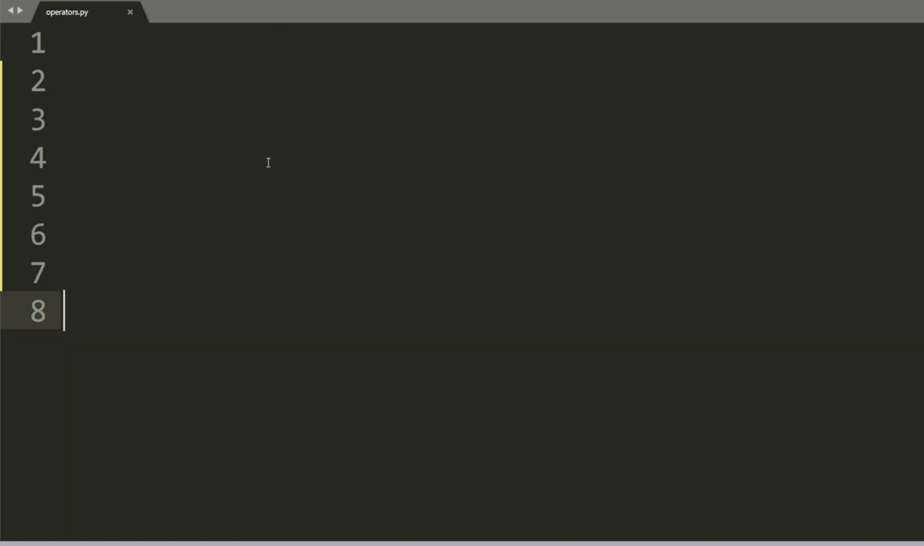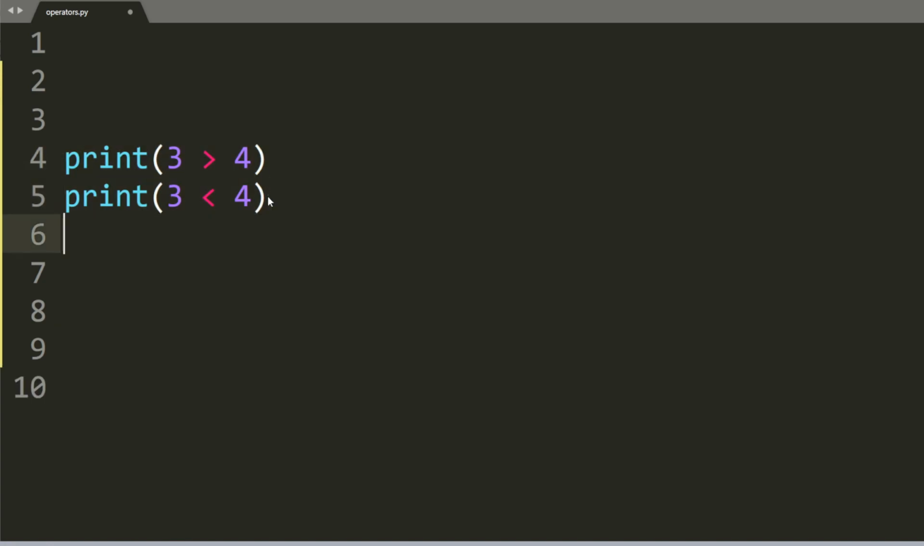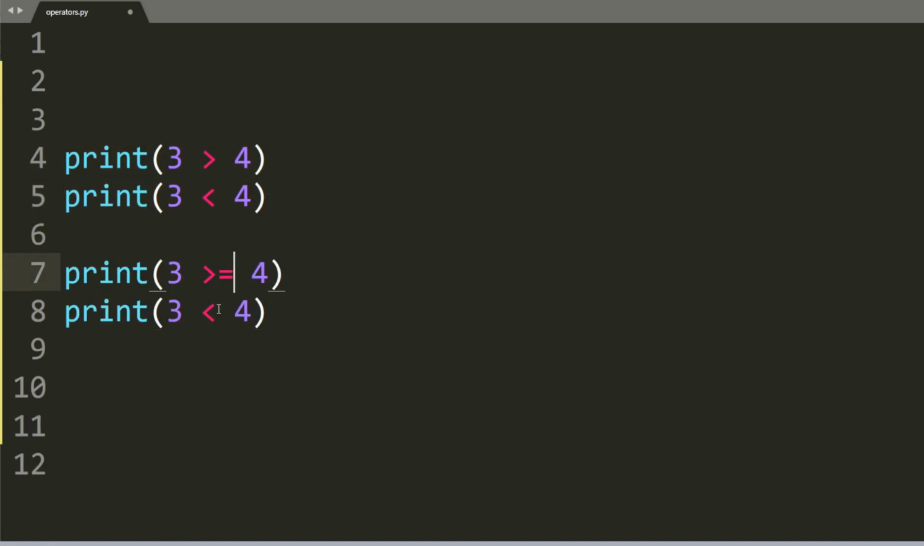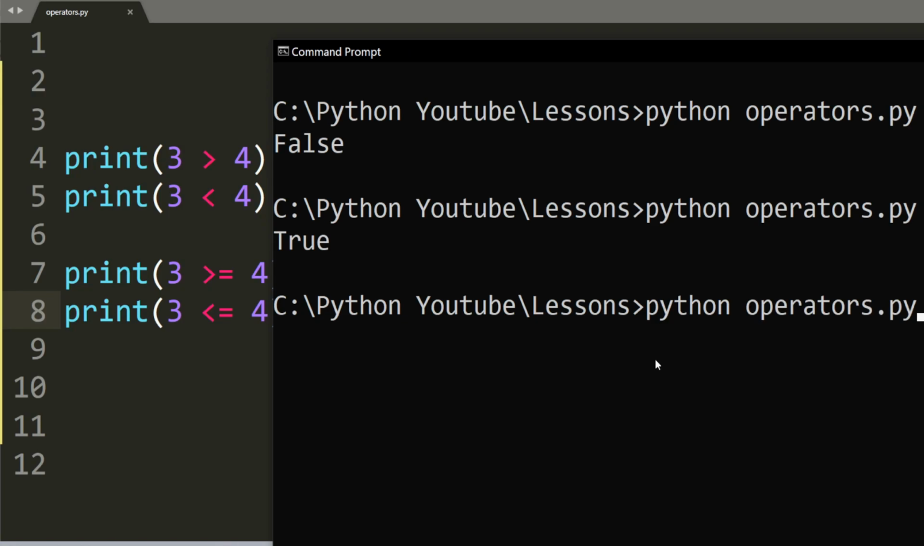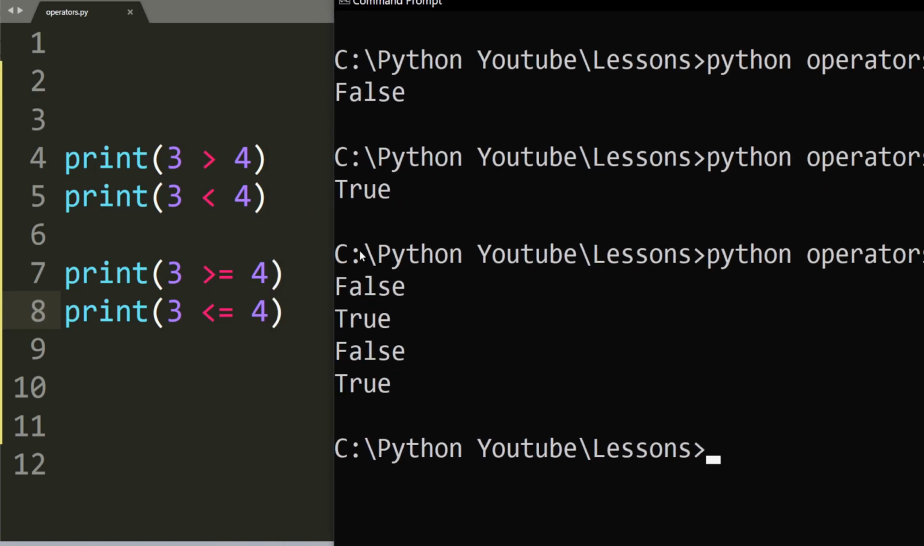The greater or less than sign also exists in Python. So if you print 3 is larger than 4, this will print out a false. If you print 3 is less than 4, this will be true. And similarly, you can do greater or equal, or less than or equal. And as you can see, the first one indeed prints out false, the second one is true, the third is a false, and the fourth one is a true.